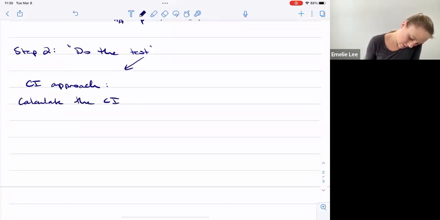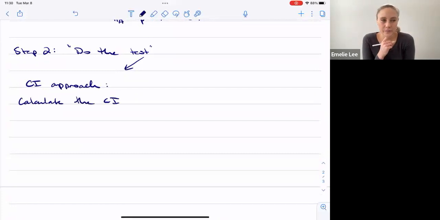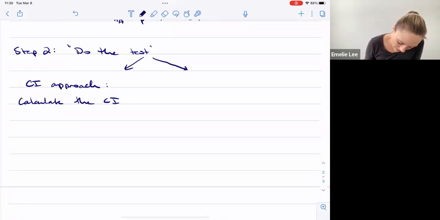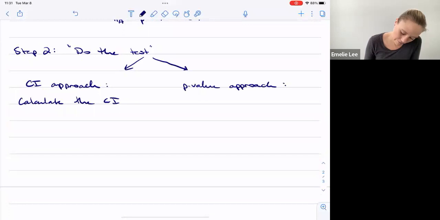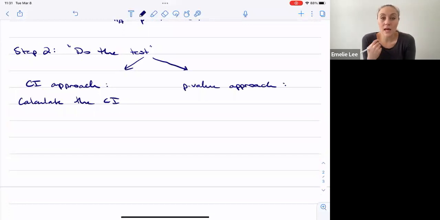Calculate the confidence interval. Okay. Whereas if we're using the p-value approach, it means calculate the test statistic. Now, we're not going to do this one, but I think it's helpful to see that it's actually given to you on your formula sheet, right?